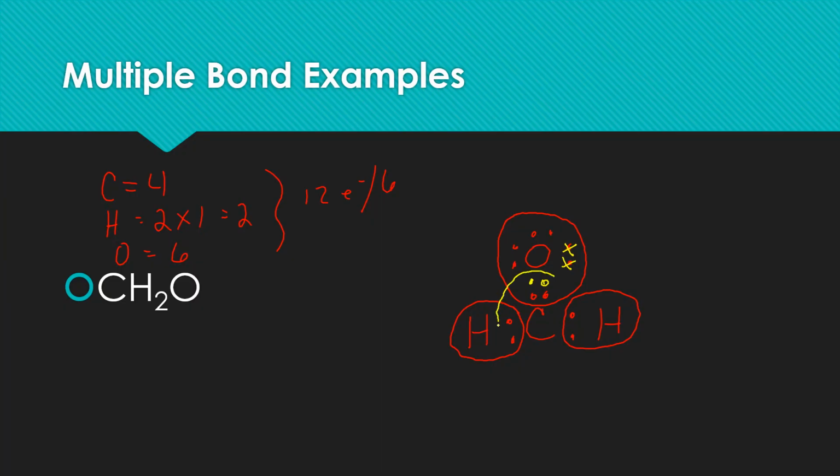Now the carbon is rounded out by 8. I didn't take those 2 yellow ones out of the oxygen circle. I just moved where they're located. So what I have here is a hydrogen, a single bond, a carbon, a single bond, hydrogen, and a double bond to an oxygen. That would be the Lewis structure for this compound, which is called formaldehyde.